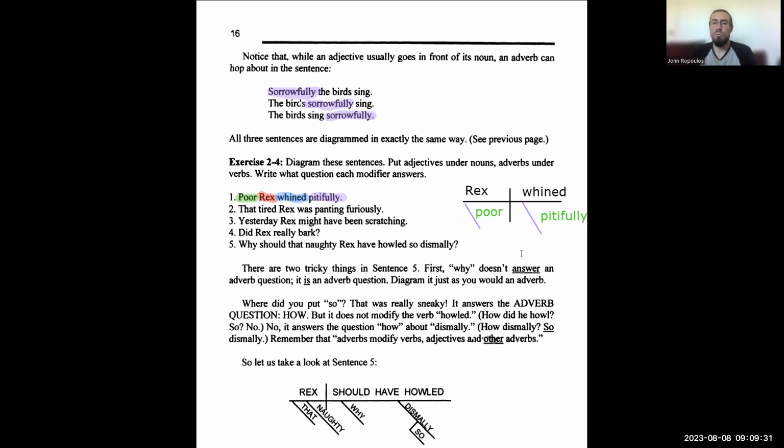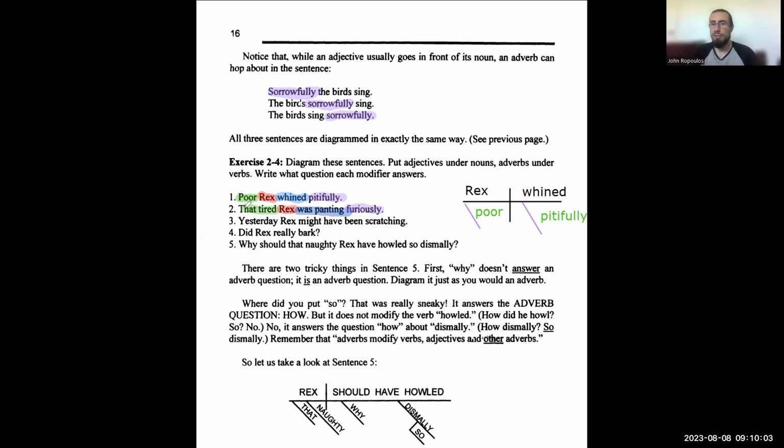Okay, where's the subject? Rex. Everything else is modifying Rex. That tired, modifying Rex. Where's the verb? Was panting. That's the helping verb plus the main verb. Okay, and then furiously. How was he panting? Furiously. So that's our adverb, right? So we have our adverbs and we have our adjectives.